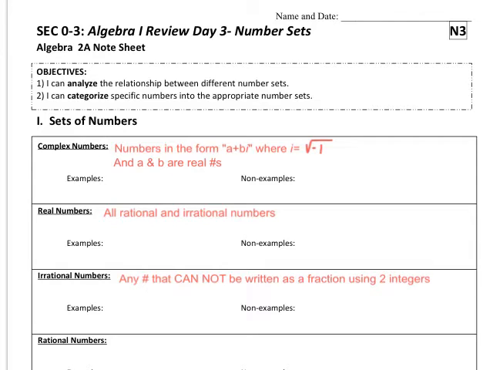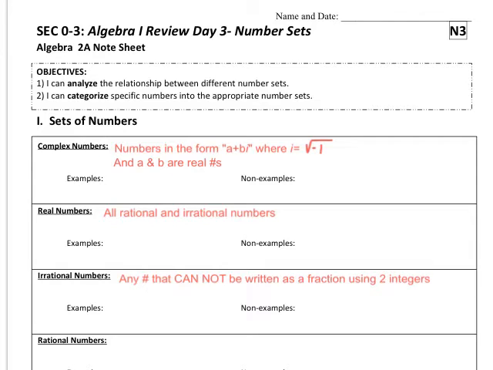So the first set of numbers that we want to look at is the complex numbers. These are numbers in the form of a plus bi, where i is represented in place of the square root of -1. And a and b here are real numbers.